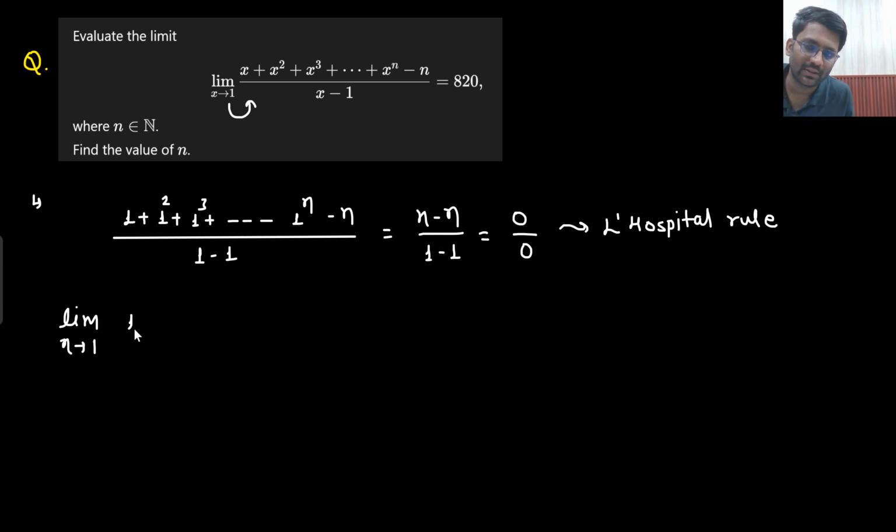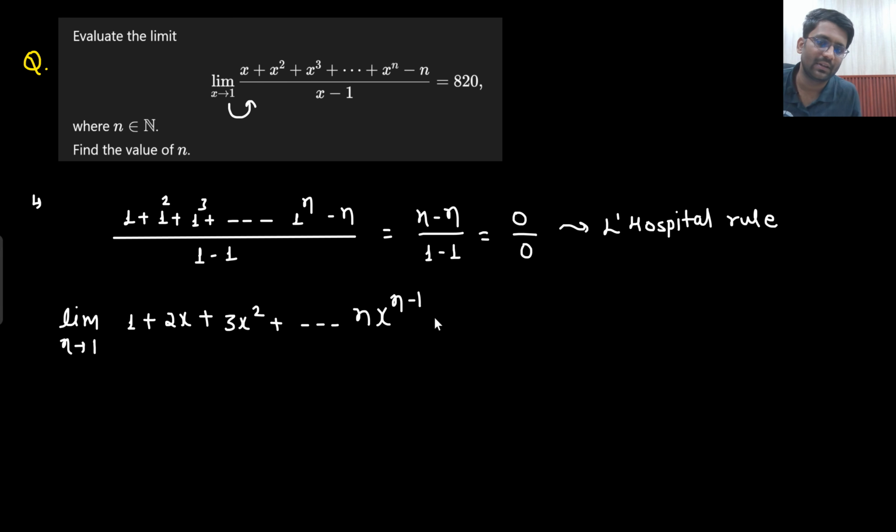What is the differentiation of x? That is 1. What is the differentiation of x square? That is 2x. Differentiation of x cube will be 3x square. And this will become nx to the power n minus 1.